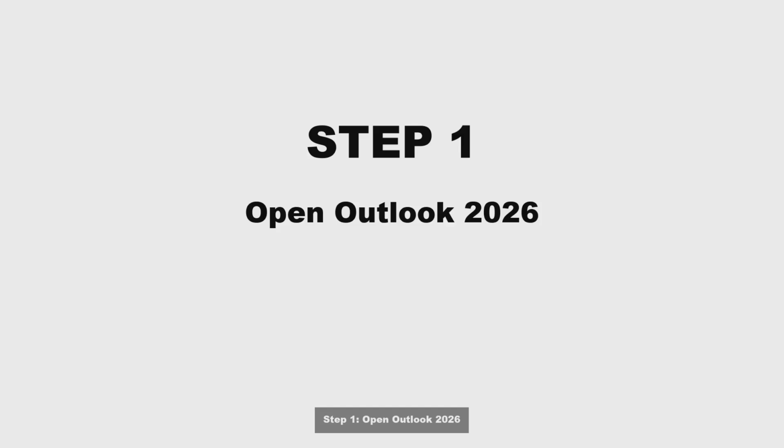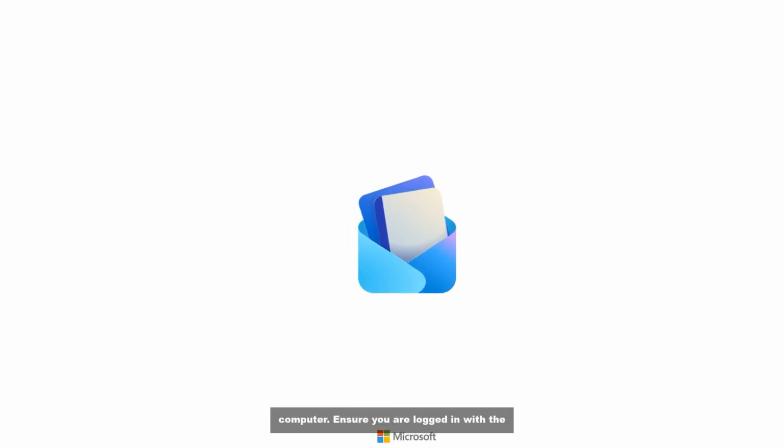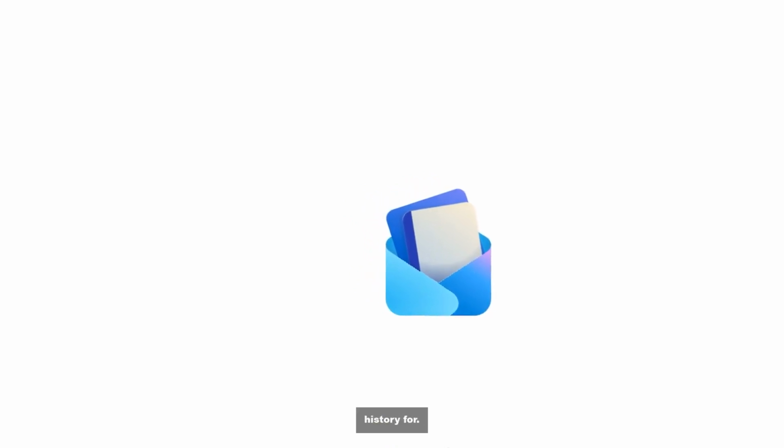Step 1. Open Outlook 2026. Launch the Outlook 2026 application on your computer. Ensure you are logged in with the account you want to check the transaction history for.